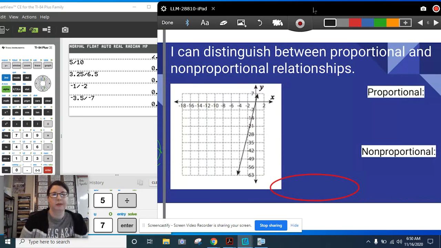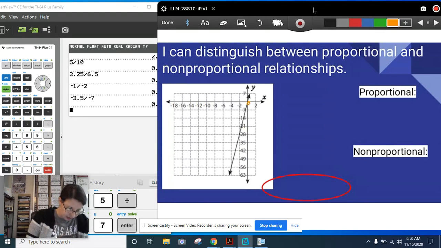So I want you to look at this one. Think about it for a minute, pause the video, and then come back to it. Proportional or non-proportional? Where does it cross the y-axis? It crosses the y-axis right here. So that makes it proportional.